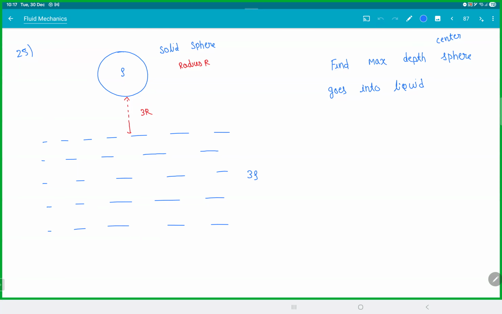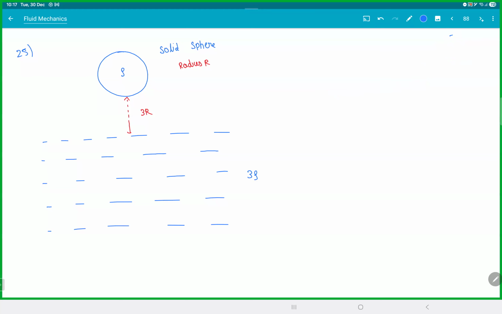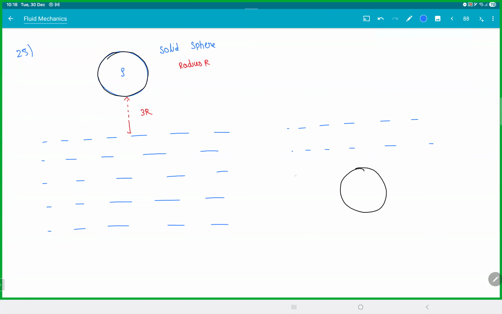Now listen, what was the idea that these people are talking about? As this sphere goes and falls in the liquid, let's see the final scenario. Finally, the sphere would have been somewhere here. The sphere would reach somewhere here. And finally, it came to rest. Initially, it was at rest.